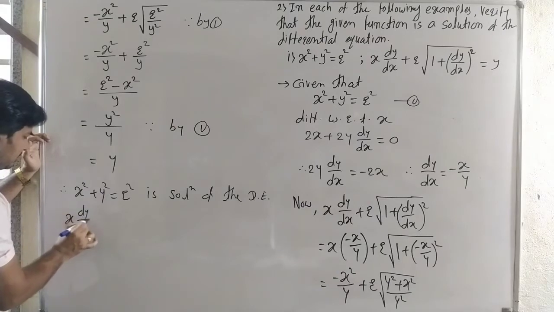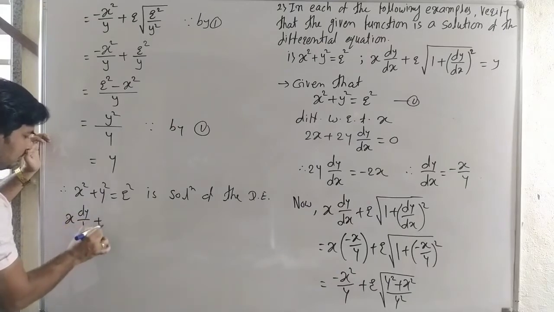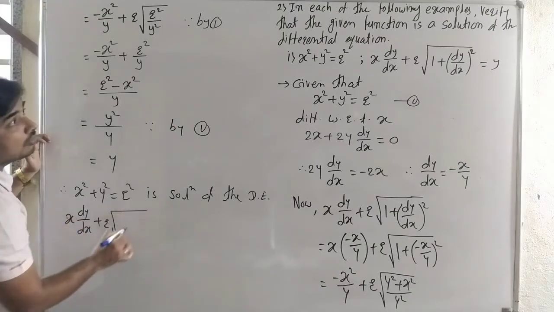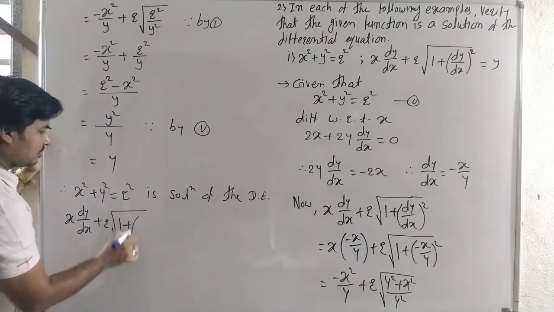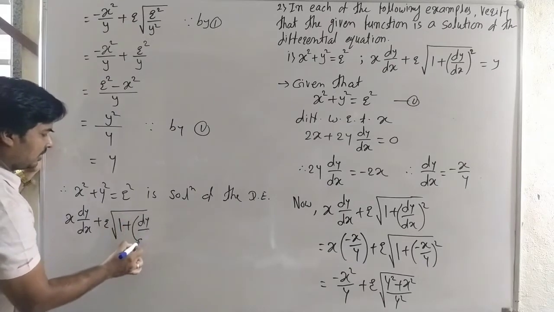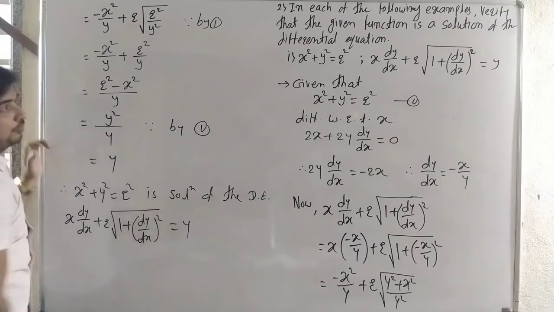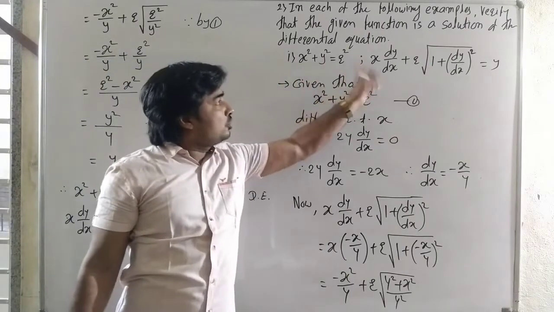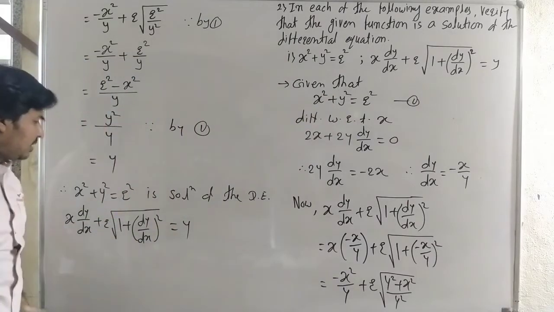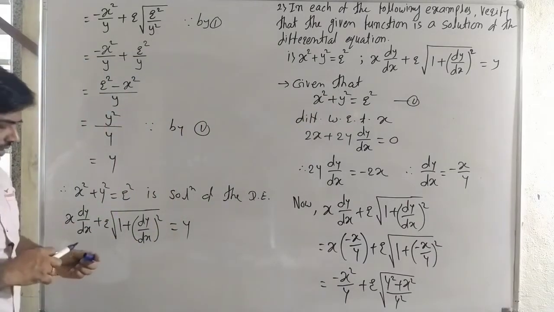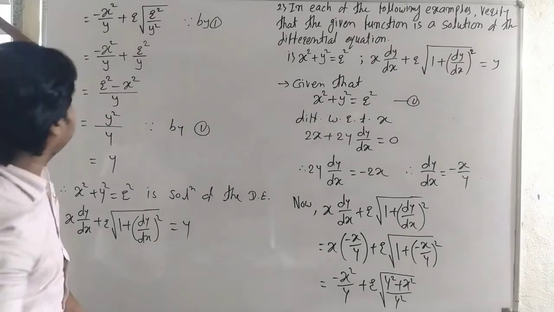x dy by dx plus r into under root of 1 plus dy by dx whole square is equal to y. Okay, this is the solution of this differential equation. See carefully the calculation. Now we see the next example.